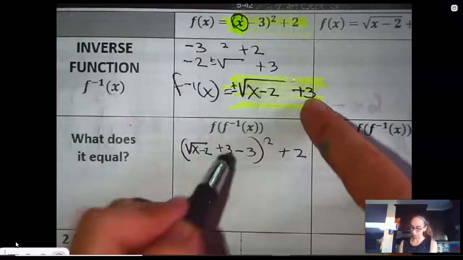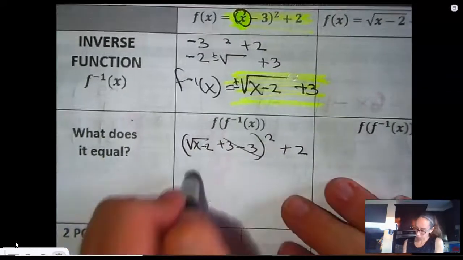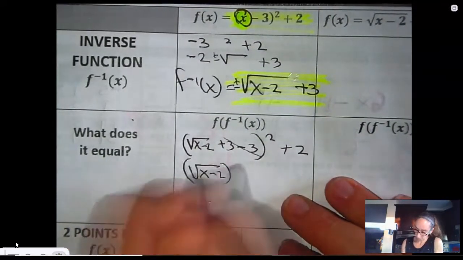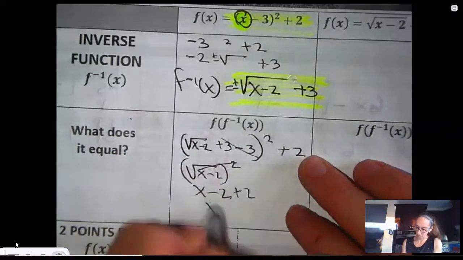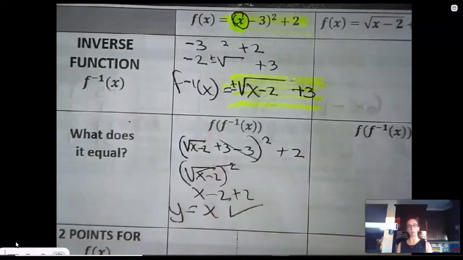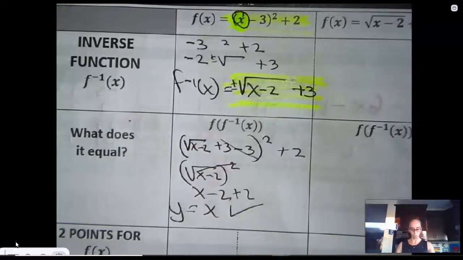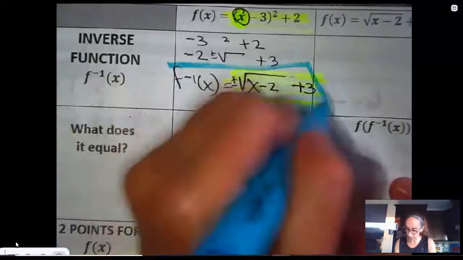Well, what's 3 minus 3? Gone. What's the square root of x minus 2 squared? Gone. X minus 2 plus 2. X, y equals x. I know that I'm good to go. This is my inverse.